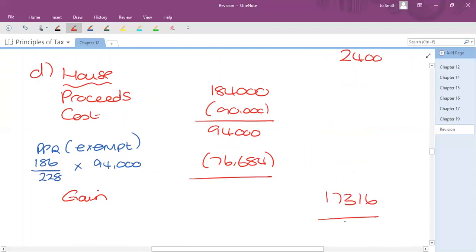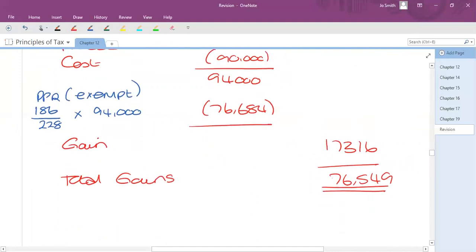So finally, we're going to add up our total gains for the year, and that gives us the end of that question. But always read to see if they want you to carry on and work out the tax. Then you might have to think about annual exemptions, and you might have to look at what tax band they're in, etc. But that's the point where this question ends.